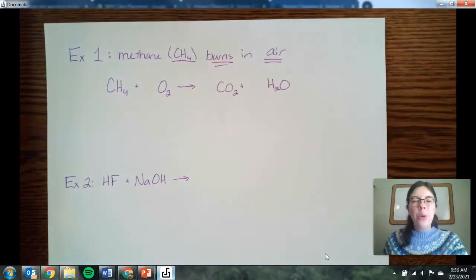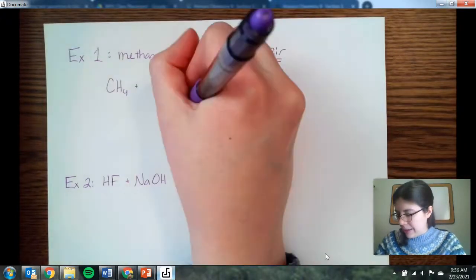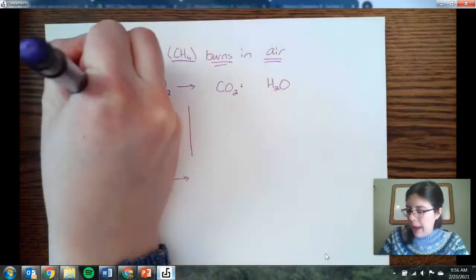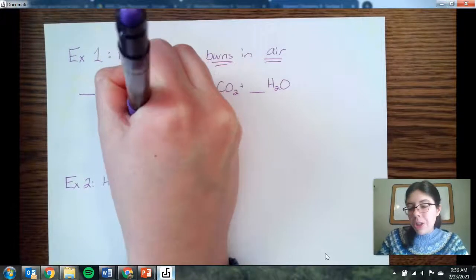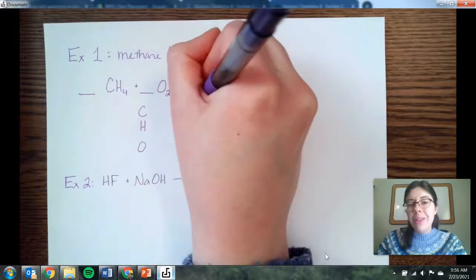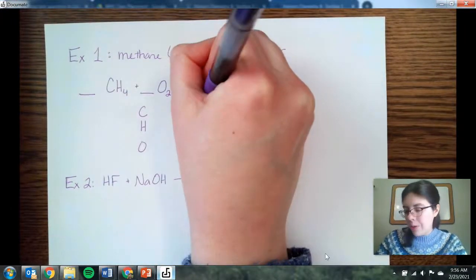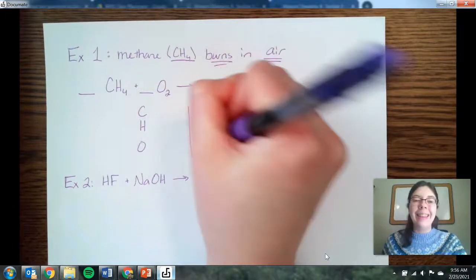Now we are also told to write a balanced equation. So we have our equation written out as a skeleton, but now we need to add the coefficients to balance it. So as a reminder, with combustion reactions, we want to balance the carbon first, hydrogen second, and then the oxygen last.